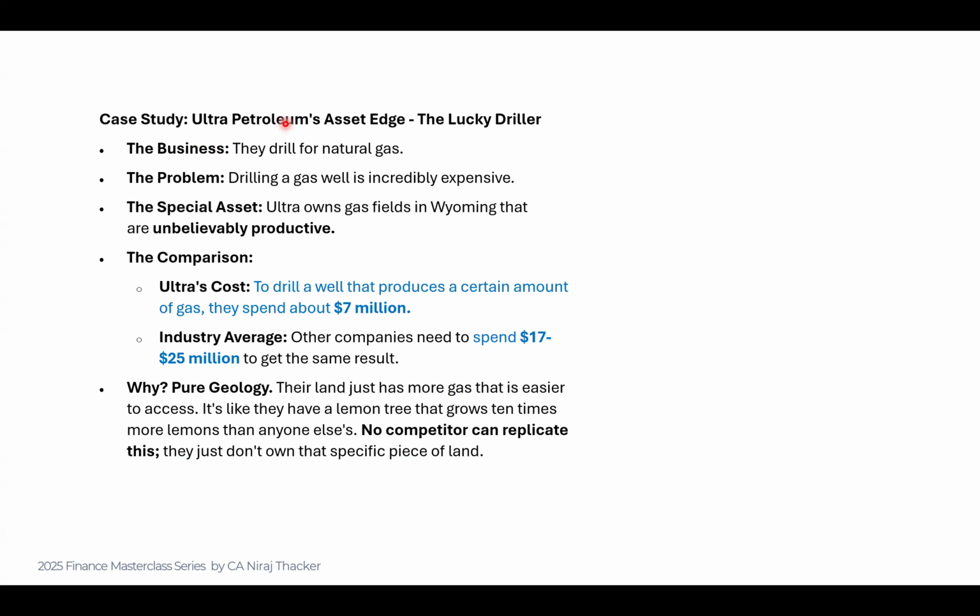Ultra Petroleum. When they drilled, they found gas at a very shallow level, and they spent just $7 million, whereas the industry average is around 17 to $25 million. So you can understand how profitable they are. When they bought it, they also didn't know that they would be able to extract the gas at such a shallow level. And now it has become a very good asset.